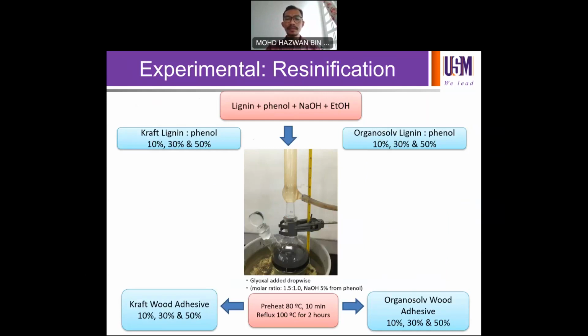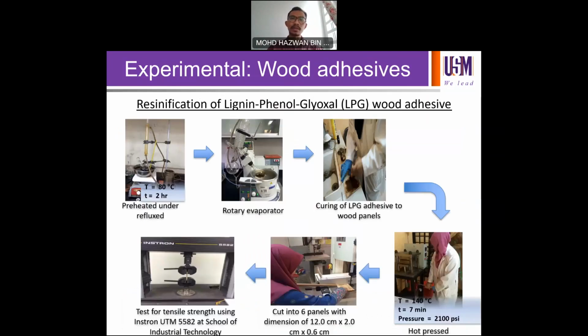So lignin substitution percentages of 10, 30, and 50 were used. And we are also using a small amount of base catalyst, and the solvent that we use is ethanol. Some might wonder why we use ethanol. Compared with water, ethanol provides faster curing. So that's basically the main reason why we replace water with ethanol.